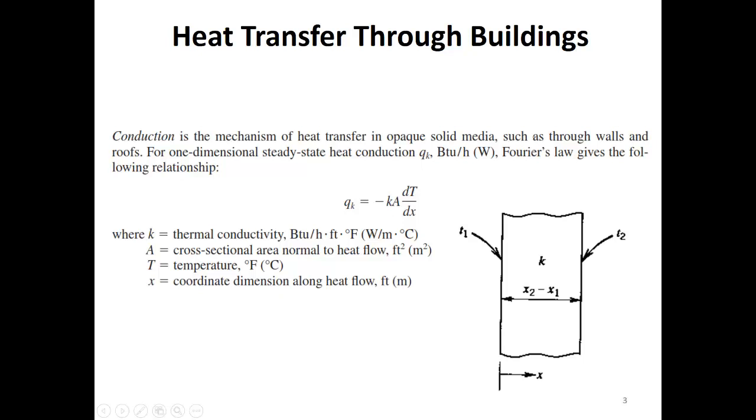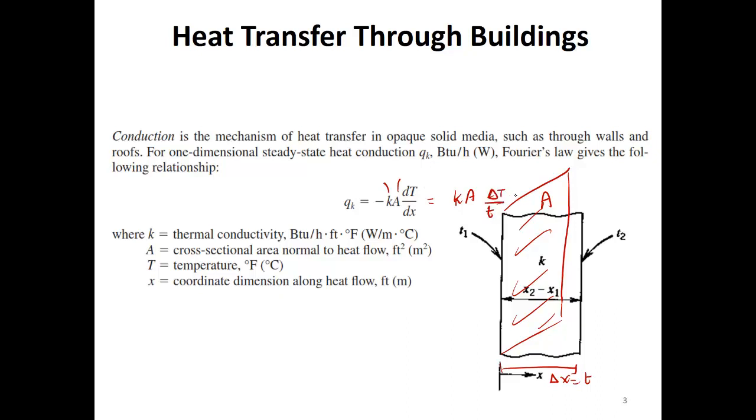For conduction, we use Fourier's law of heat conduction. K is the thermal conductivity, and A, again, is the cross-sectional area. If you have a wall with a thickness, that would be the cross-sectional area A, and then delta T over delta X. Delta X represents the thickness, which you can denote as T here. So this equation is K times the cross-sectional area times delta T over T, the temperature difference between T1 and T2 divided by the thickness.